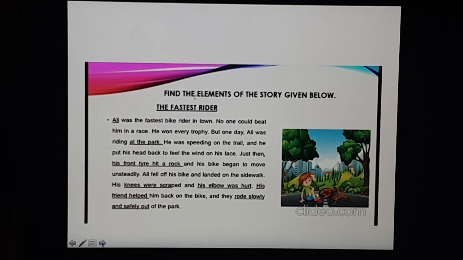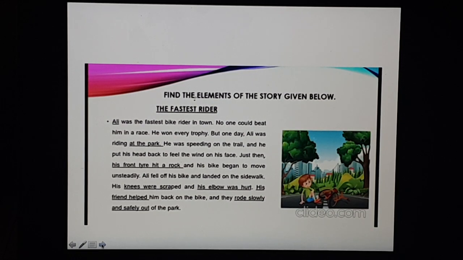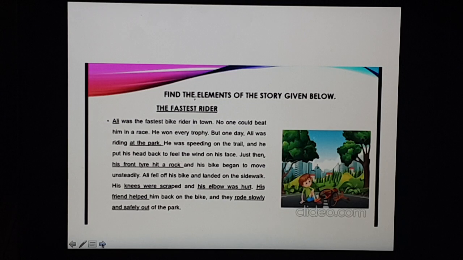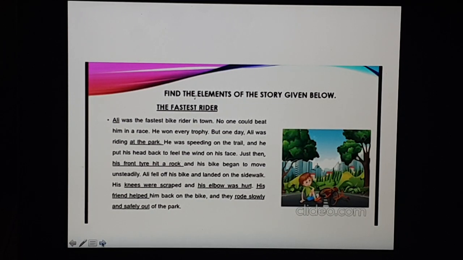First, which is the word that has been underlined? It is Ali. So, what is it? It is the character. So, one element is that. Now, at the park, this is the setting, the location. Next, we have to find the plot. For that you'll have to read the whole story.